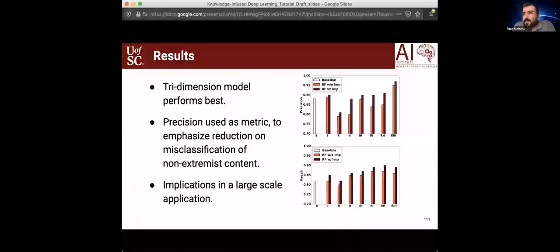This is a decision that we can make or we can debate. It is an ethical consideration that needs to be discussed: how ethical is that decision? We chose precision over recall in this case because we don't want to label innocent people as extremist users, even while we are mislabeling some extremist users as non-extremist users. This is a decision that we made, because the implications of this kind of decision are much lower when we are reducing the misclassification of the non-extremist users.